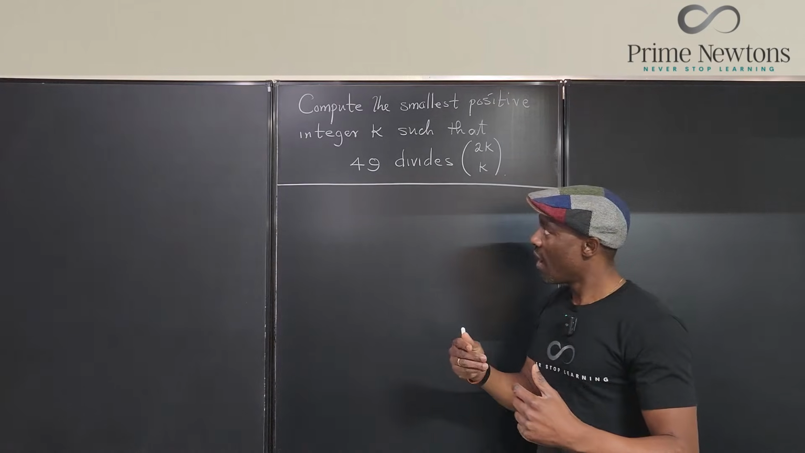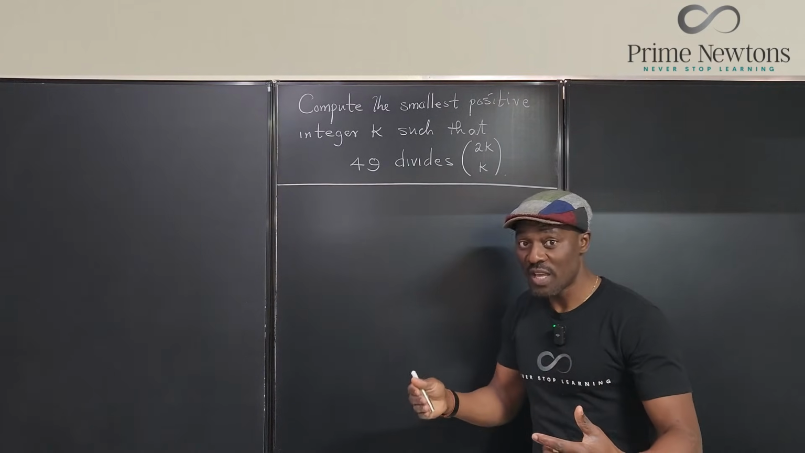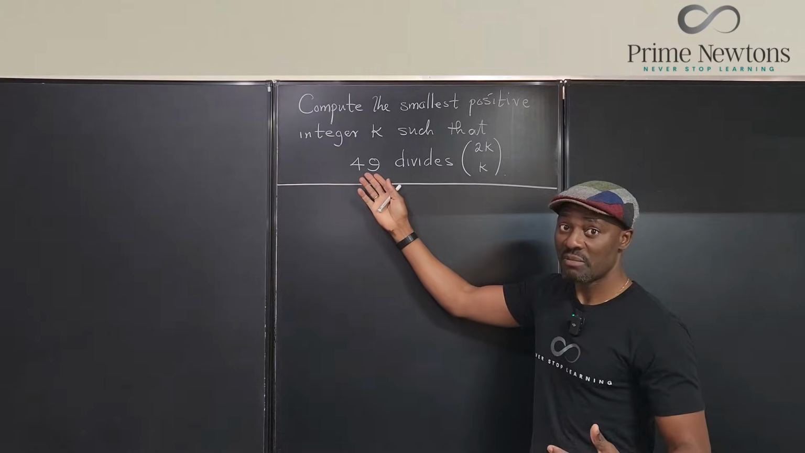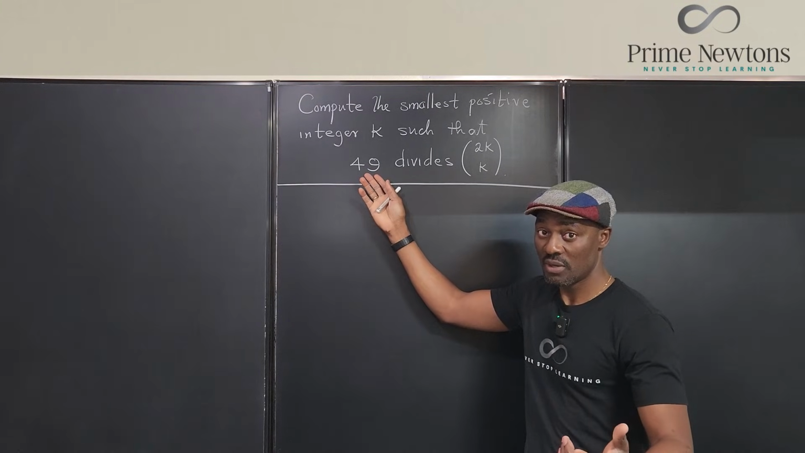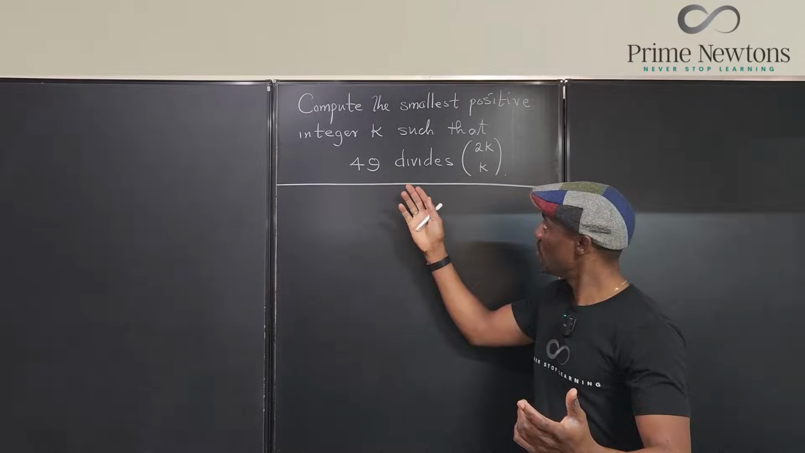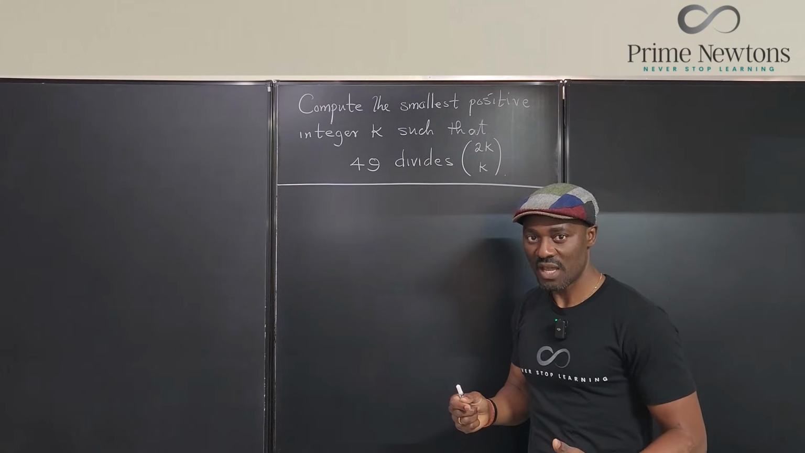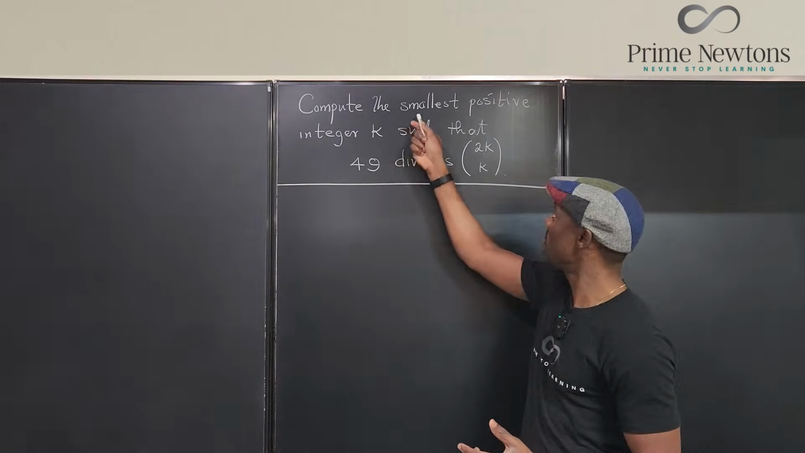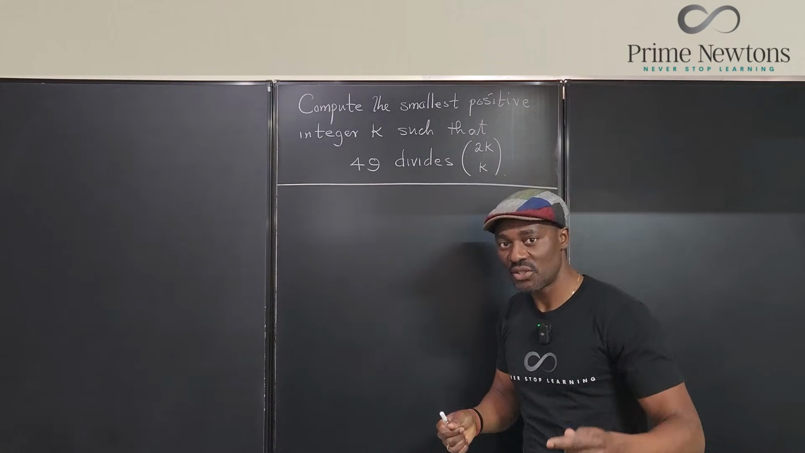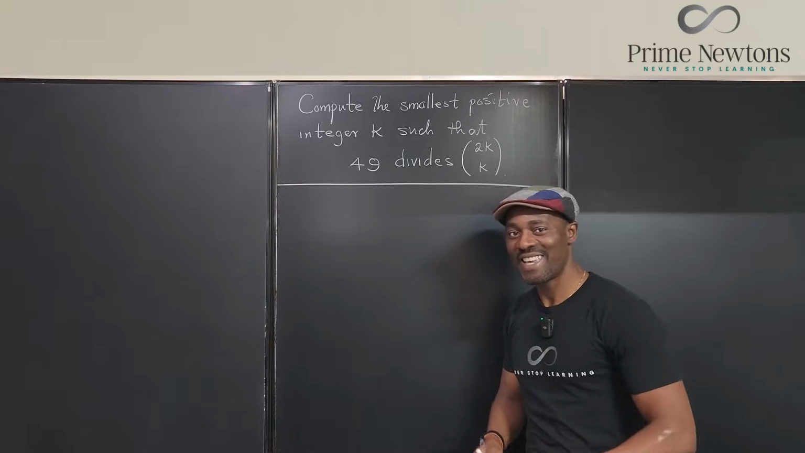Now, as long as you can write 49 as the power of a prime number, you should be able to figure out what the answer to this question is. And remember, we're looking for the smallest positive integer k. Let's get into the video.